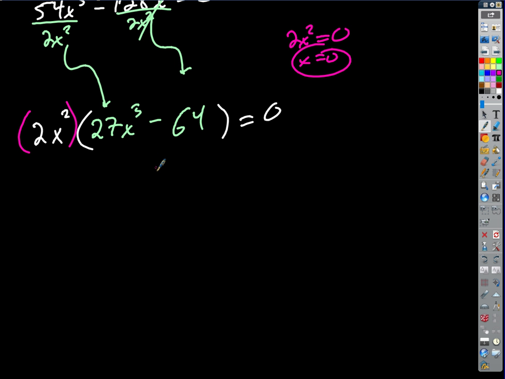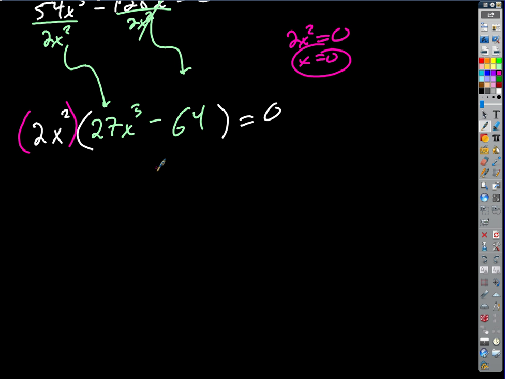But if I set this equal to 0 right now and try to solve, I can't do it, because there is no magic silver bullet to solve for a cubic. There's no cubic formula. We have a quadratic formula we can always use, but there is no cubic formula. So I've got to break this down further.